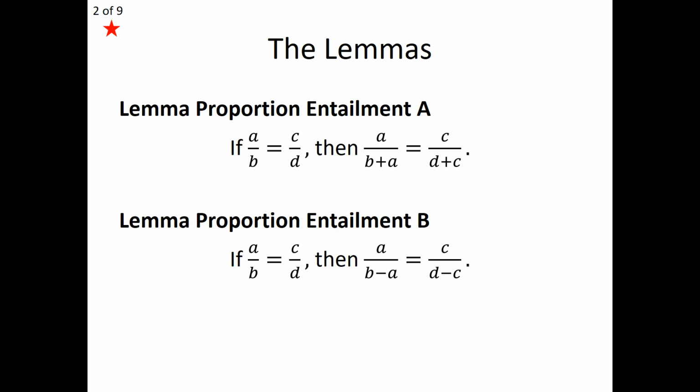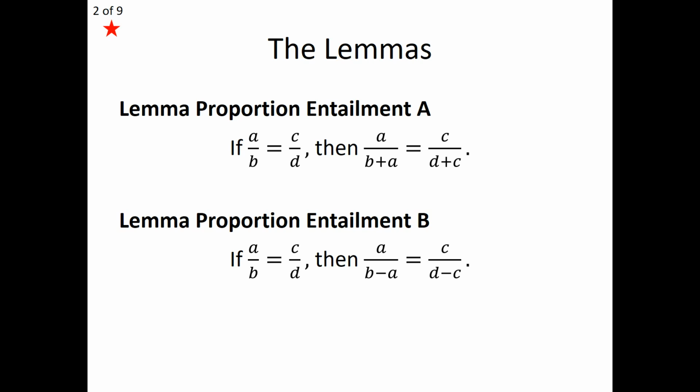In proportion entailment A, it says if A over B is equal to C over D, essentially, if we have a true proportion, then we're allowed to manipulate the proportion in different ways. This manipulation in particular is taking the numerator value on each side of our equation and adding it to the denominator value of each side.